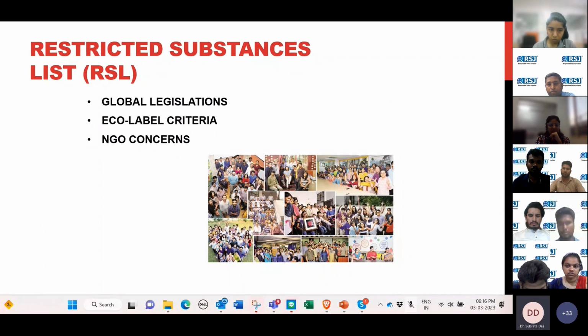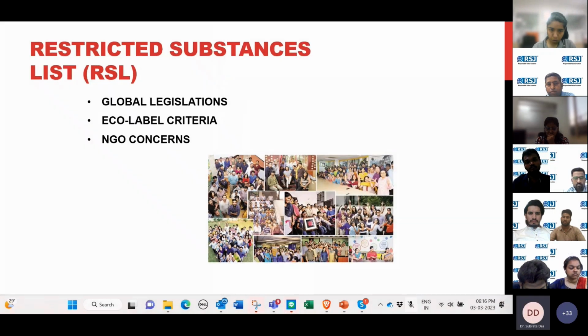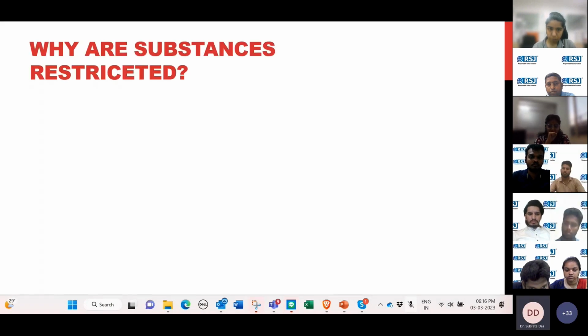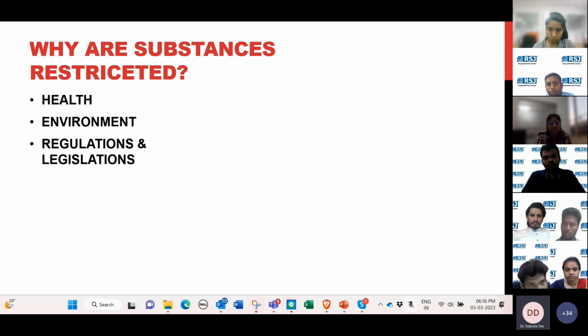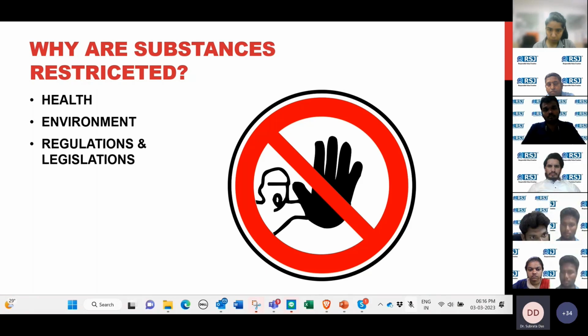What they do is pick up some samples from reputed buyers, do separate testing, and publish those results. So NGO concerns are very, very important. We cannot get rid of those NGO interventions in this field. That's why, when a buyer decides on any kind of restricted substances list, they take all these three into consideration. Now, the question comes: why are these substances restricted?